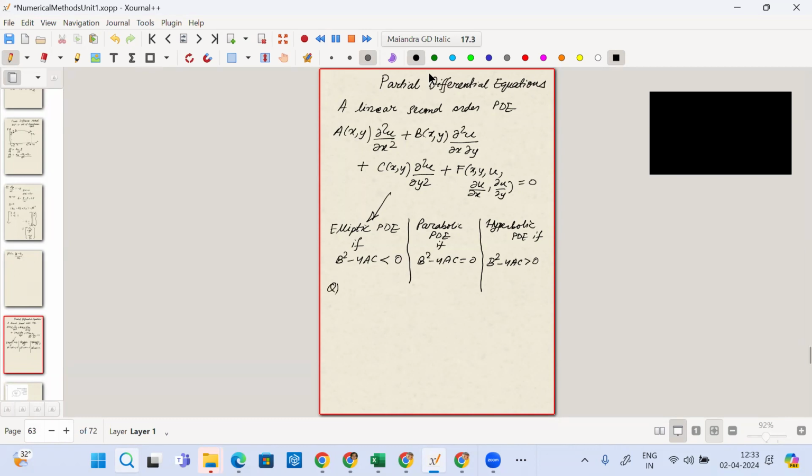So I'll just ask a question here. Given this PDE, dou 2 u by dou x2 plus 4 times dou 2 u by dou x dou y plus 4 times dou 2 u by dou y2 minus dou u by dou x plus 2 dou u by dou y equals to 0, which type of PDE is it?